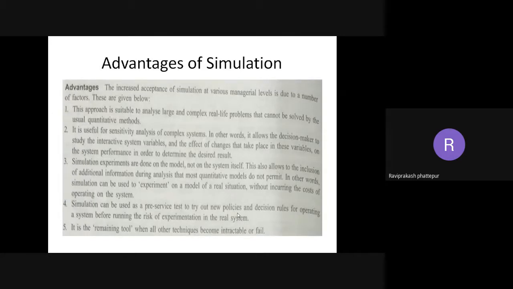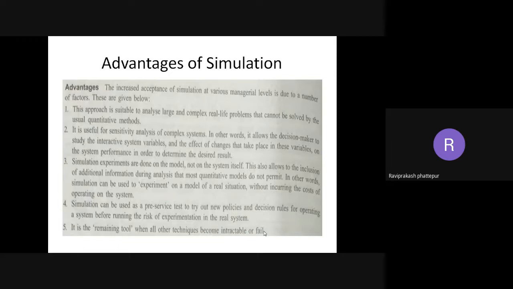Systems, in the sense of the computers or software which government officials use. Earlier VAT was there, now GST. So everything has to be changed, right? The calculation, the system, the software, everything has to be changed according to the new rules. So they need to be very cautious. It is the remaining tool when all other techniques become intractable or fail. That means you can also call it the last resort.